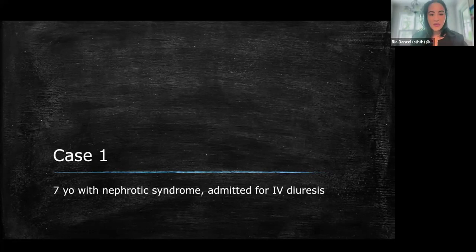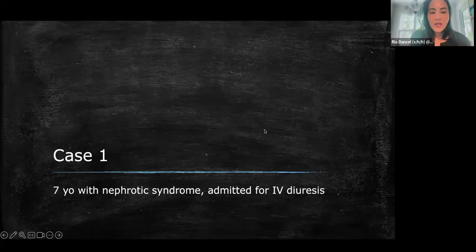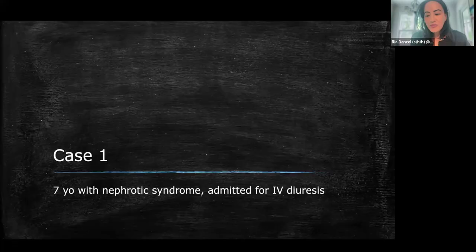And so this first case is just a very simple case of a 7-year-old kiddo with nephrotic syndrome. He was admitted for IV diuresis. He's on diuresis at home, wasn't really working for him. He had a Foley put in, which was working great, was getting pretty big doses of IV furosemide. And then on rounds one morning, the nurse says, "He's not really peeing that much anymore."